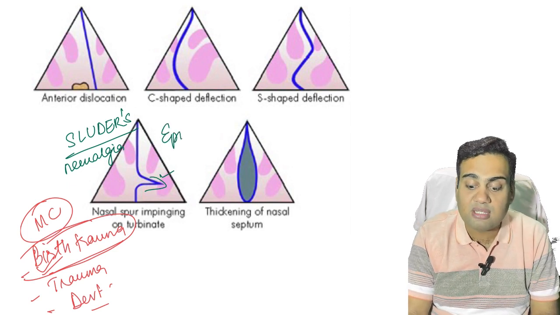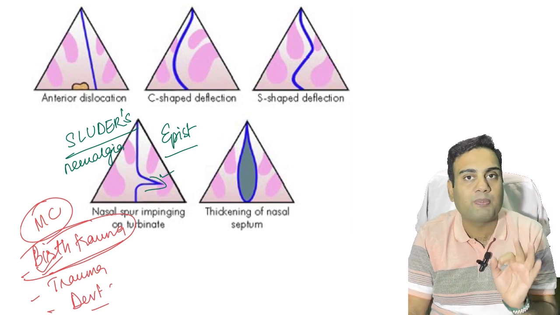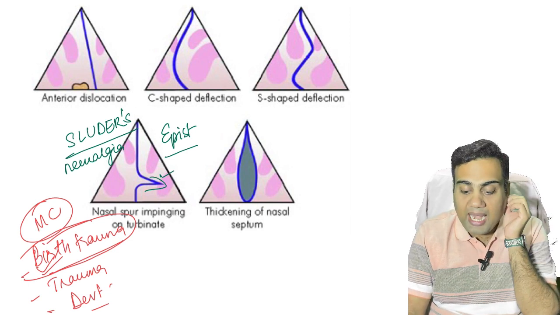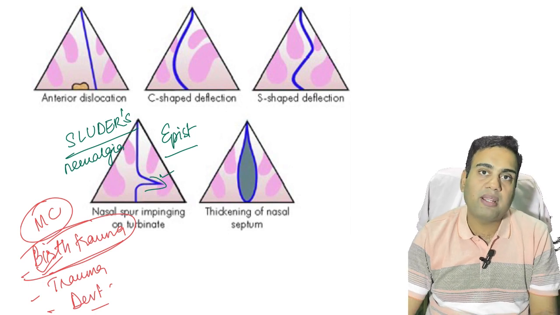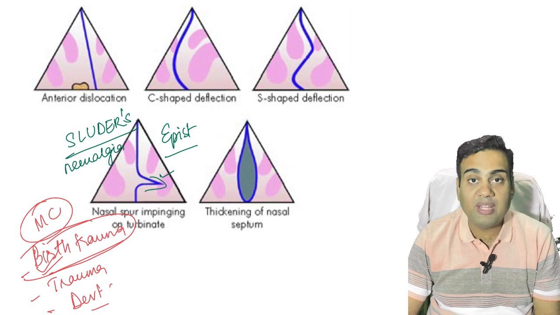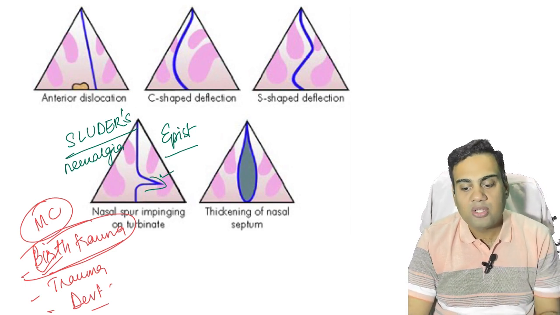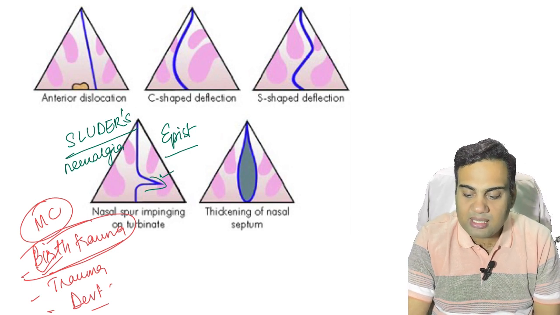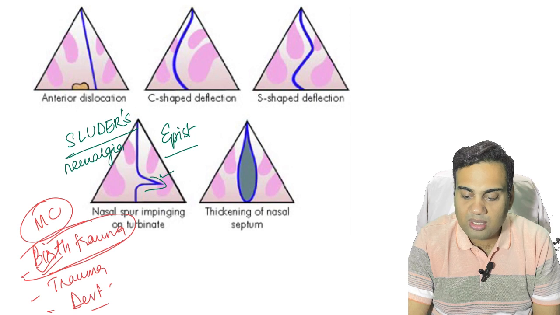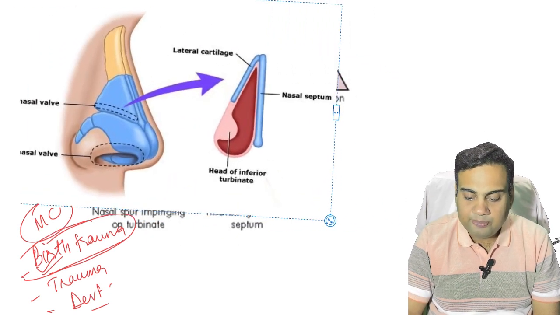So epistaxis is very, very common in a septal spur. And the third important reason why this kind of spur is a problematic issue is because we had studied yesterday about something about the nasal valve. All right. So what is the nasal valve? Let us quickly go back and understand that diagram that we had seen yesterday.